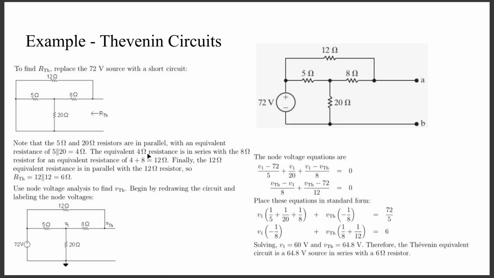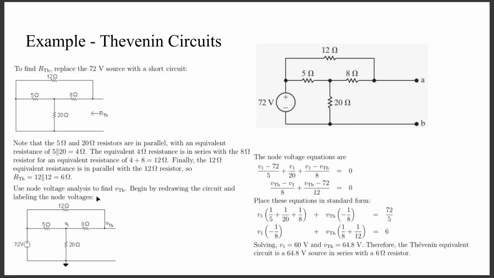The equivalent 4 ohm resistance is in series with the 8 ohm resistor, for an equivalent resistance of 4 plus 8 equals 12 ohms. Finally, the 12 ohm equivalent resistance is in parallel with the 12 ohm resistor. So R Thevenin is equal to 12 in parallel with 12, which equals 6 ohms.